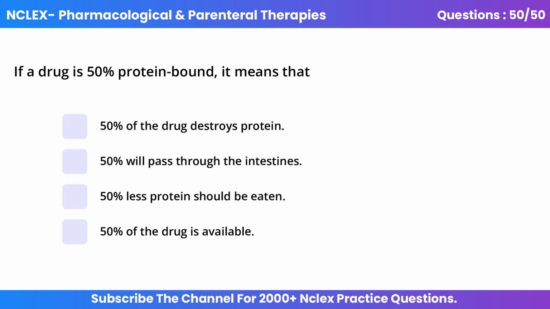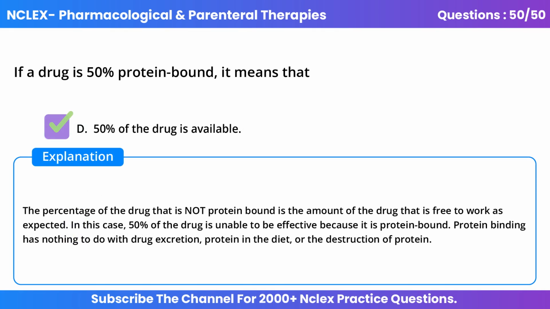Question 50. If a drug is 50% protein bound, it means that D. 50% of the drug is available. The percentage of the drug that is not protein-bound is the amount of the drug that is free to work as expected. In this case, 50% of the drug is unable to be effective because it is protein-bound. Protein binding has nothing to do with drug excretion, protein in the diet, or the destruction of protein.